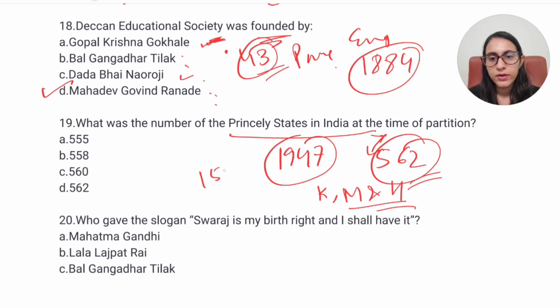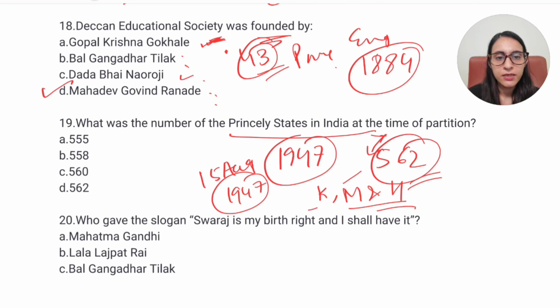By 15th August 1947, all states except Kashmir, Mysore and Hyderabad agreed to join the Indian Union, and these three states were later merged into India with the constant effort of Sardar Patel's determination.